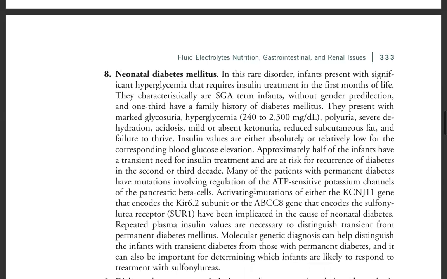What you have to search for are activating mutations of the KCNJ11 gene that encodes the KIR 6.2 subunit, or the ABCC8 gene. So what you have to search for is whether these mutations are there or not. If these mutations are there, you can use sulfonylureas, for example glibenclamide or glyburide, to treat neonatal diabetes mellitus.